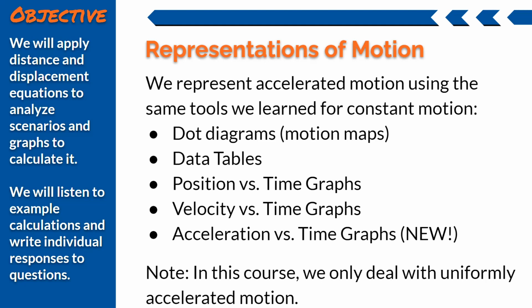Note, in this course, we only deal with uniformly accelerated motion. I am not going to ask you to do a calculation where the rate of change in velocity isn't a uniform value. Like all the tables I just showed you, each second the change was the same amount. If you were to do something with non-uniform acceleration, you would need calculus, and if you want to do that, you can take AP Physics C. Okay, but we're not doing it in here.